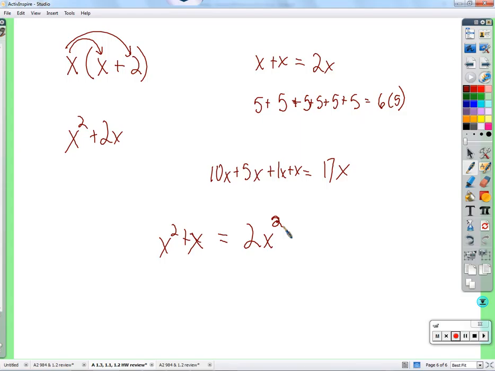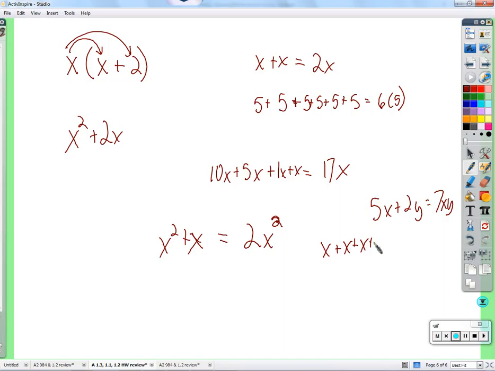Because there's only 2 x's. They're the same thing. When you add them together, they're the same thing. Remember how we talked about if I add up a gallon and another gallon, I have 2 gallons. If I add up an x and another x, I have 2 times an x. If I add up 10 x's and 5 x's and 1 x and another x, I have 17 times an x. Now looking down here, do I have 2 x squareds? No. You only have 1 x squared.